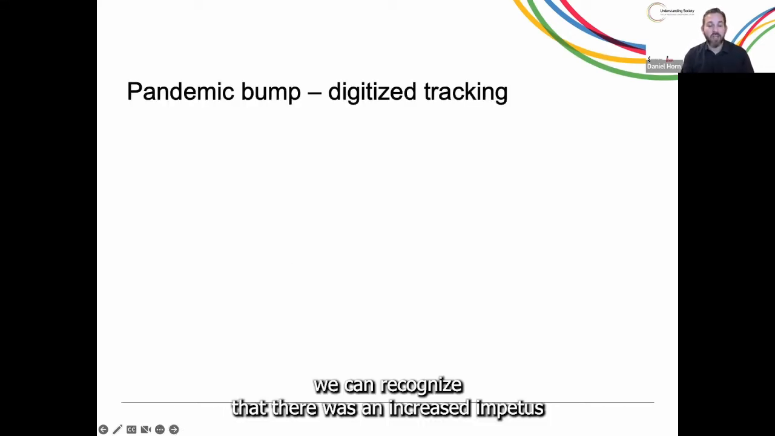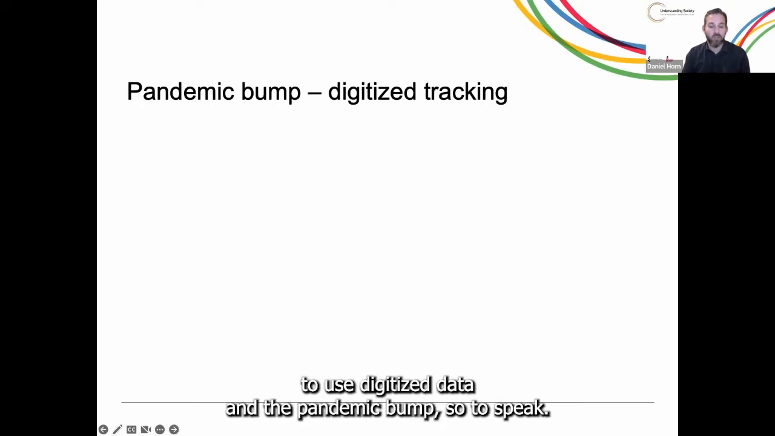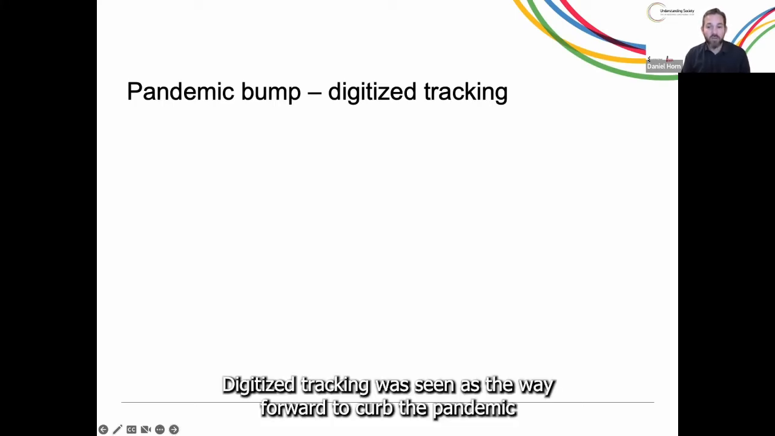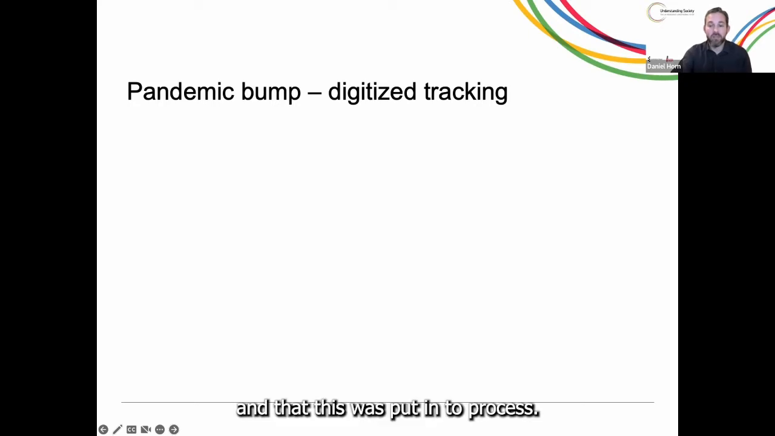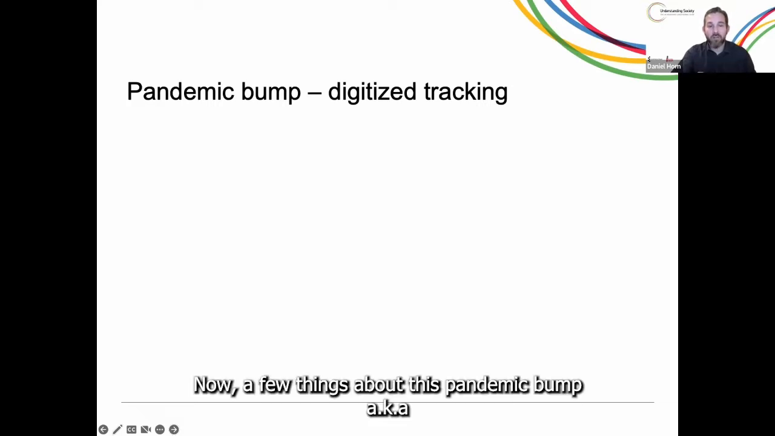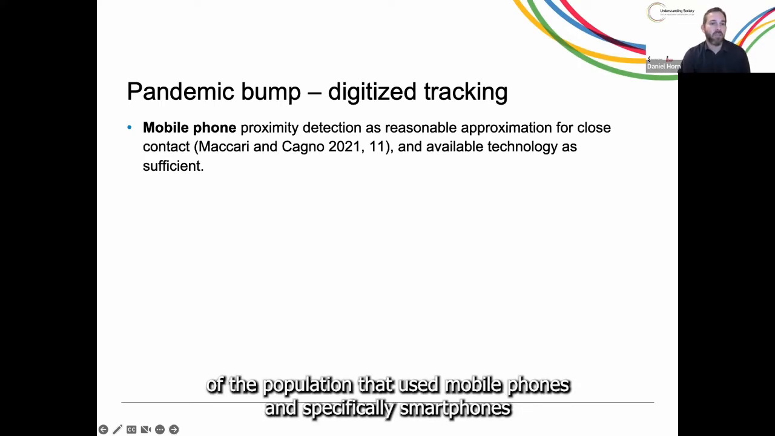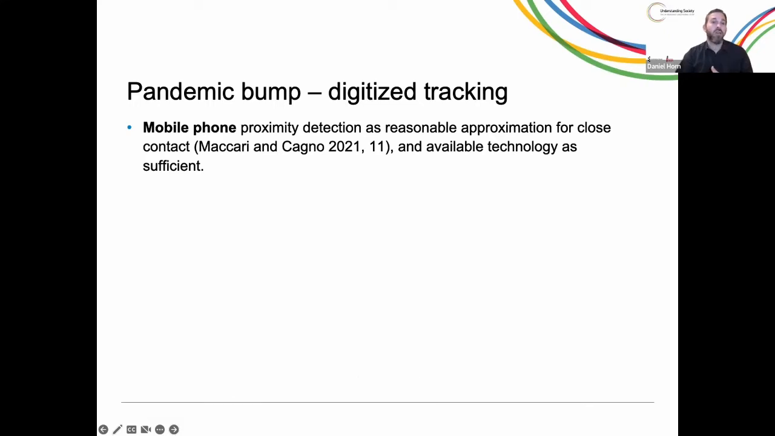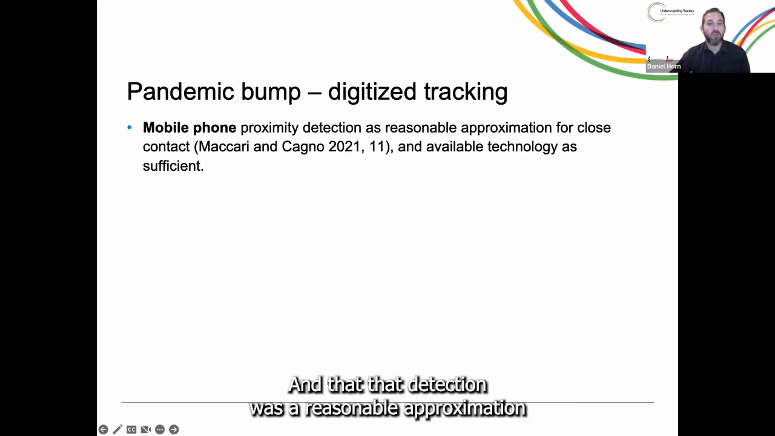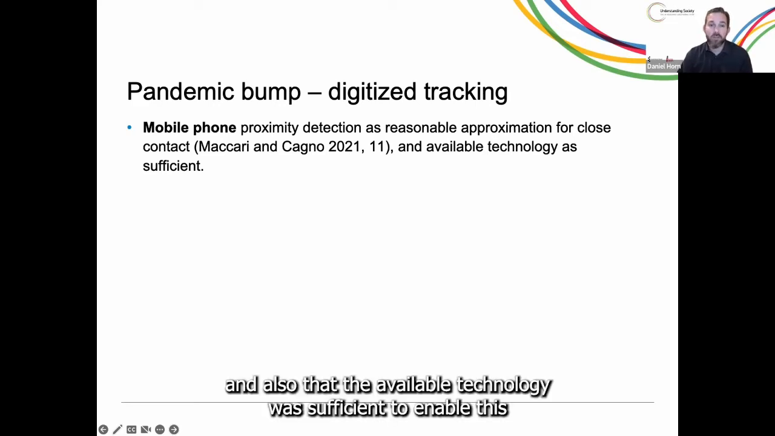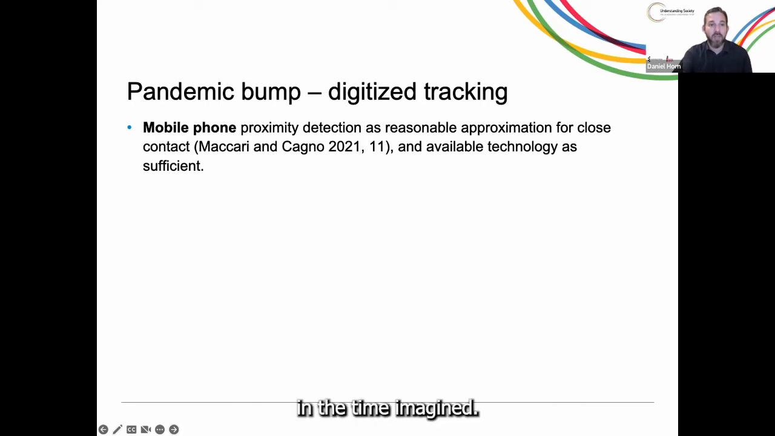Now, we can recognize that there was an increased impetus to use digitized data, the pandemic bump, so to speak. That digitized tracking was seen as the way forward to curb the pandemic, and that this was put into process since 2020 and 2021 on a gigantic scale. Now, a few things about this pandemic bump was that it assumed that we had enough of the population that used mobile phones, and specifically smartphones, to detect the proximity of somebody who might be infectious, and that detection was a reasonable approximation to how close a contact was to transmit the disease, and also that the available technology was sufficient to enable this in the time imagined.